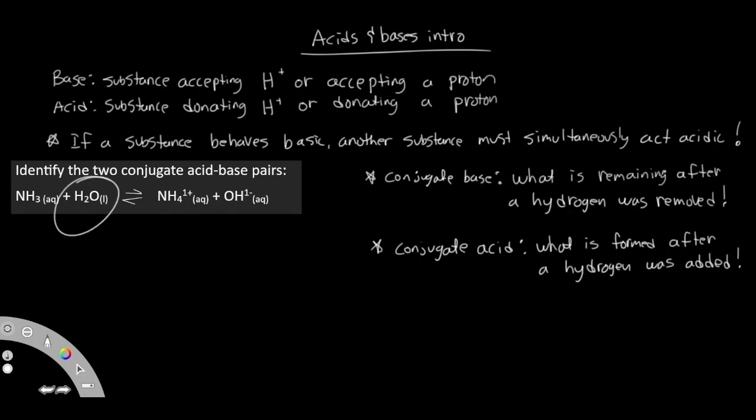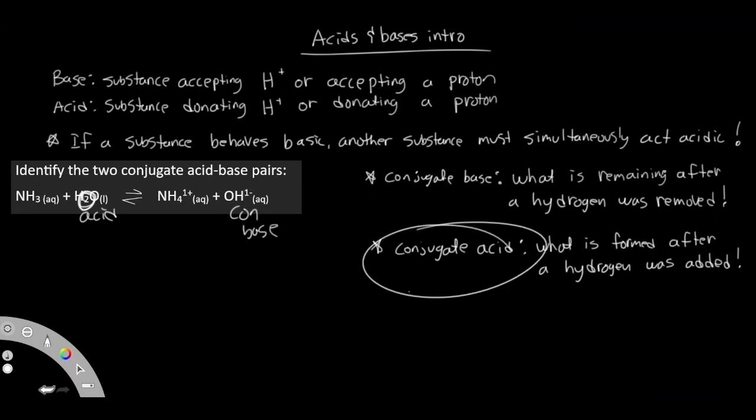Obviously this here was where the hydrogen got removed. Like I said, there was 2 over here, now there's only 1 over there, so this must have been the acid, because the conjugate base of the acid is what is remaining after the hydrogen was removed. So after this hydrogen got removed, what is remaining left? This is what is remaining left. So this is obviously the conjugate base.